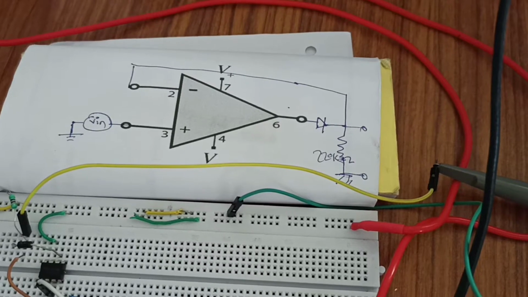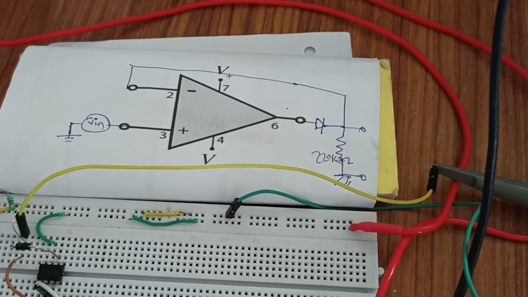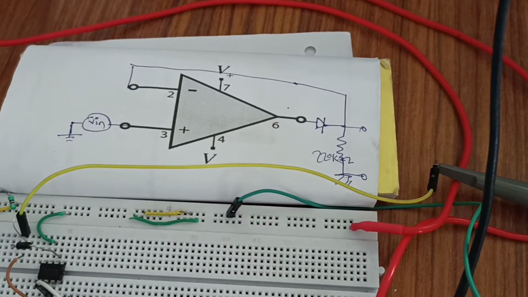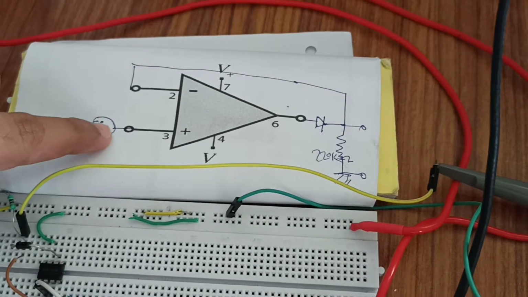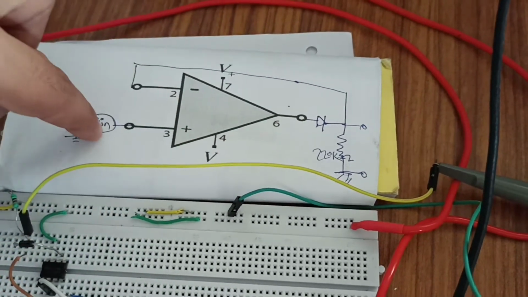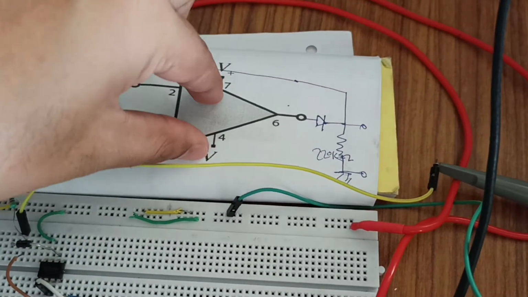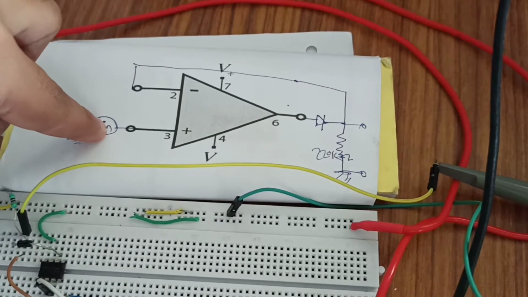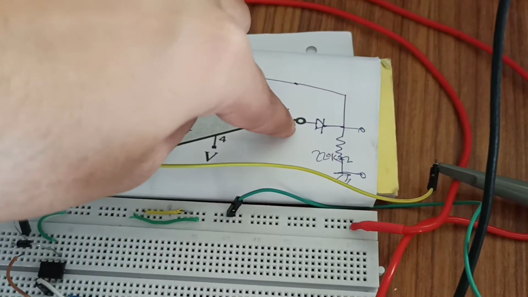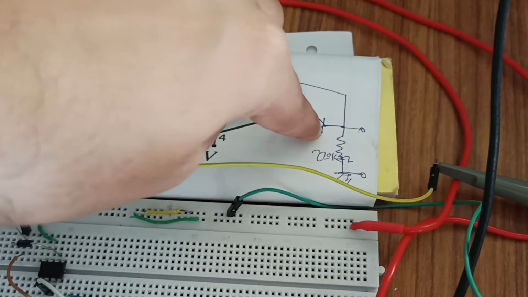Student, here we are going to see about the rectification of a sinusoidal signal less than 0.7 volt. Here we are going to supply the input, and this op-amp will amplify the input. We are going to give the input less than 0.7.